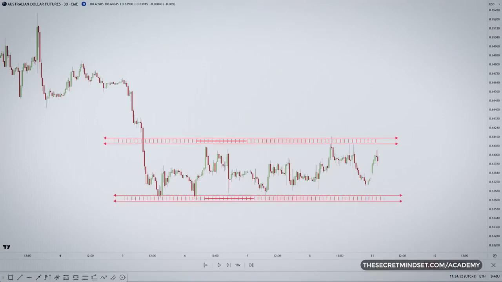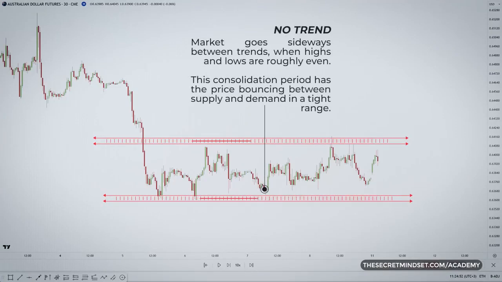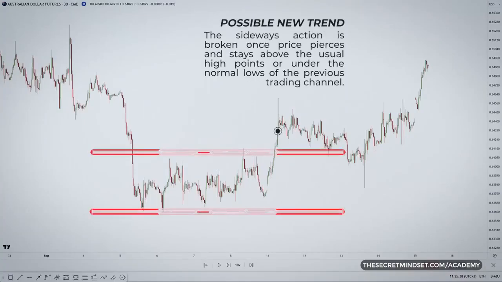Sometimes the market goes sideways between trends when highs and lows are roughly even. This consolidation period has the price bouncing between supply and demand in a tight range. It can stay stuck like that for a while as buyers and sellers battle for control. The sideways price action is broken once price pierces and stays above the usual high points or under the normal lows of the previous trading channel. That breakout could mean the start of an uptrend or a downtrend developing from there.